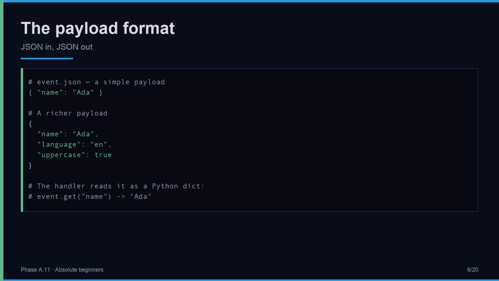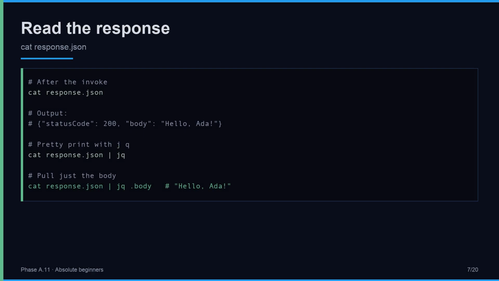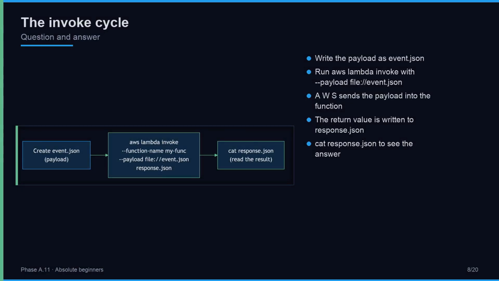JSON in, JSON out. After invoke returns, the response lives in response.json. Cat it and you see the raw JSON the function returned, statusCode 200, body "hello Ada". Pipe it through jq for a pretty indented view, or jq .body to pull out just the body field. Reading the response file is the second half of every invoke. Without it, you only know the call succeeded, not what came back. Cat the file.